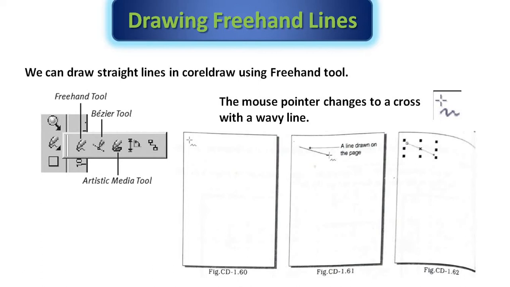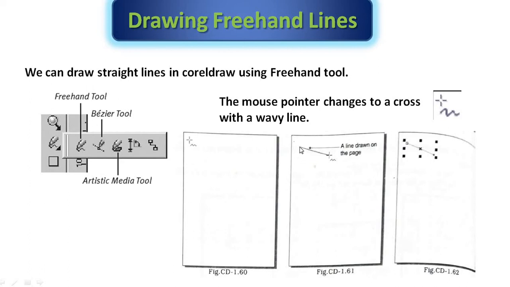First we are going to see drawing freehand lines. We may draw the straight lines in CorelDraw using the freehand tool. This is the freehand tool. When you click this icon, the mouse pointer changes to a cross symbol with a wavy line. And when you move the mouse pointer in the drawing window, it will appear in this format.